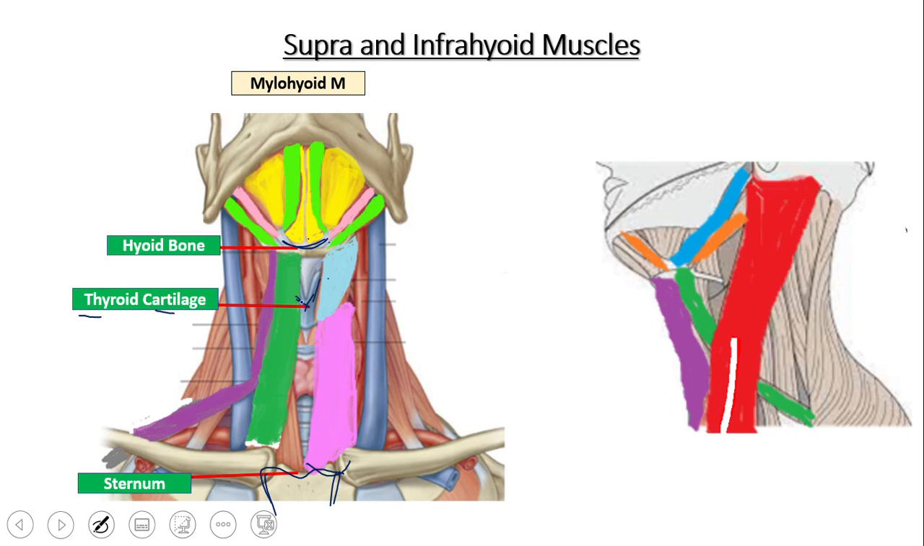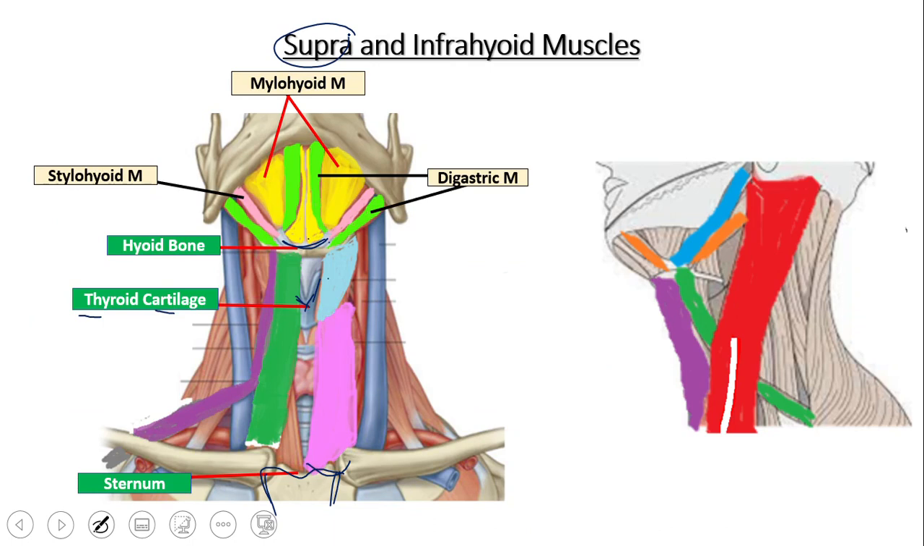We have two groups of muscles. A group of muscle above the hyoid bone, so we call them suprahyoid, and another group inferior to the hyoid bone, so we call them infrahyoid. Let's go over the three suprahyoid muscles.